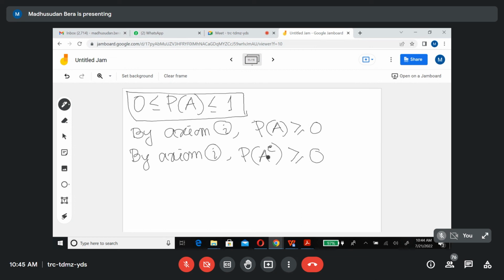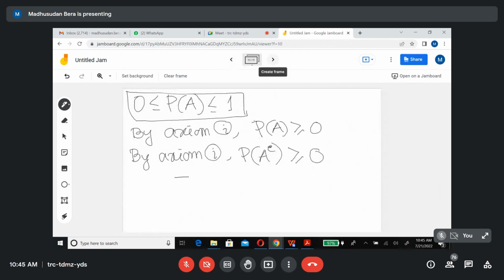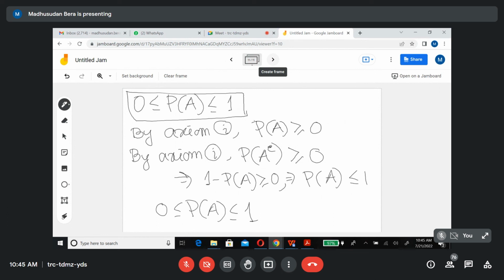Is this line clear? Yes, sir. Now, we just proved P of A complement is 1 minus P of A. This gives 1 minus P of A greater than or equal to 0. That implies P of A less than or equal to 1. So that's why 0 is less than or equal to P of A, which is less than or equal to 1.